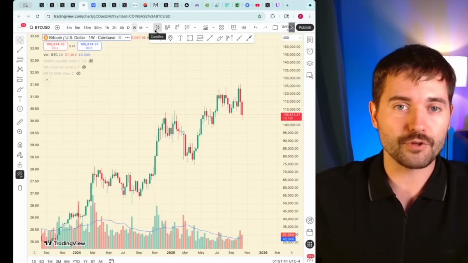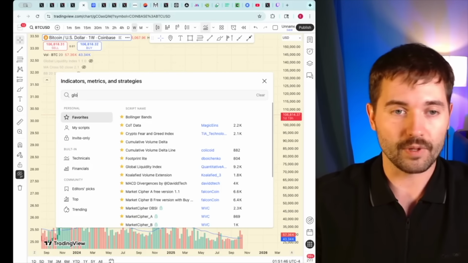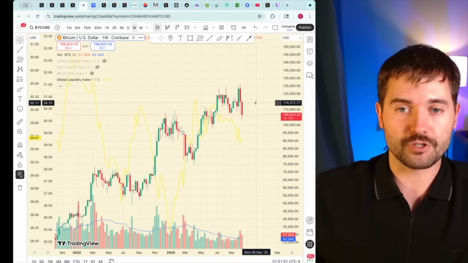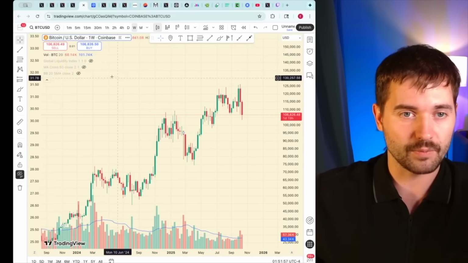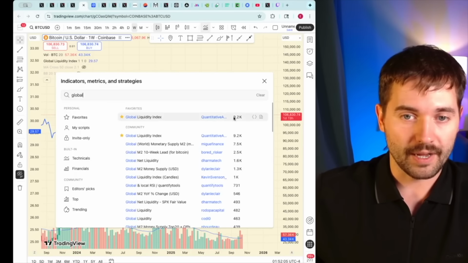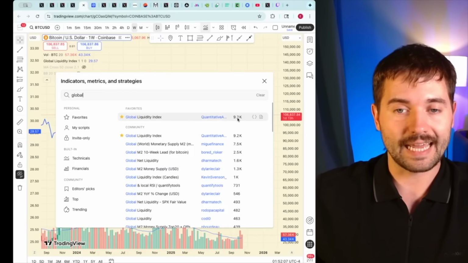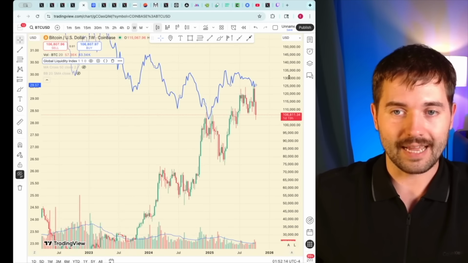Let's open a chart. This is the Bitcoin chart. On TradingView, you can go into the indicators and just type in global liquidity. I already have it added, so I'm not going to add it one more time. The name of this indicator is Global Liquidity by Quantitative something, 9,000 likes. Just put it on as an overlay for whatever asset you're tracking.